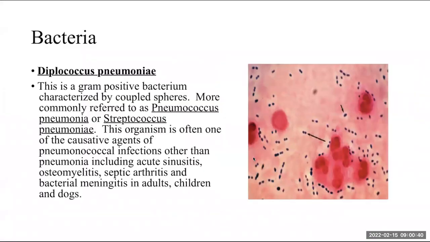Another type of bacterium that you'll be looking at is something called Diplococcus pneumonia. This one is a gram-positive bacterium that is characterized by these coupled spheres. You normally see them together in twos. That's why it's called Diplococcus, referred to as two spheres. And again, it is a causative agent of pneumonia. It is very frequently referred to as pneumococcus pneumonia or streptococcus pneumonia. This organism is often one of the causative agents of pneumococcal infections, including acute sinusitis, osteomyelitis, septic arthritis, and bacterial meningitis in adults, children, and dogs. So it does include pneumonia as well.